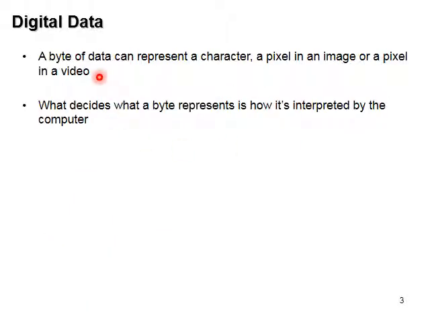Now, 1 byte of data can represent multiple things. It could represent a character, like text, when you write in text, like character A, B, C, or so on, a pixel in an image, or a pixel in a video, okay? By a pixel here, we mean if you divide the image into rows and columns, so every single point or single element in that matrix, we would refer to it as a pixel. So the thing is, a byte of data can represent any of these things. What decides what a byte represents is how it is actually interpreted by the computer.